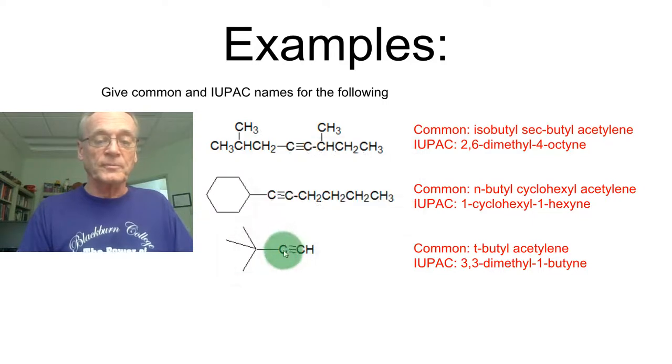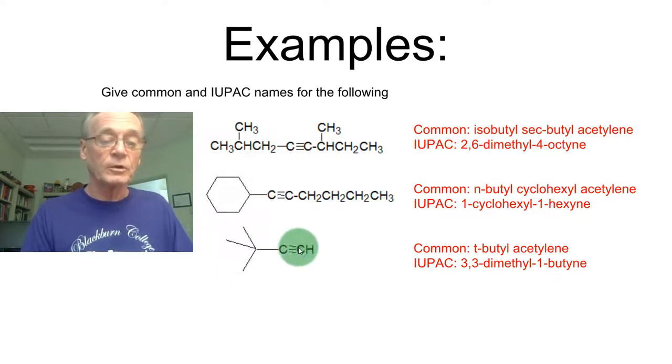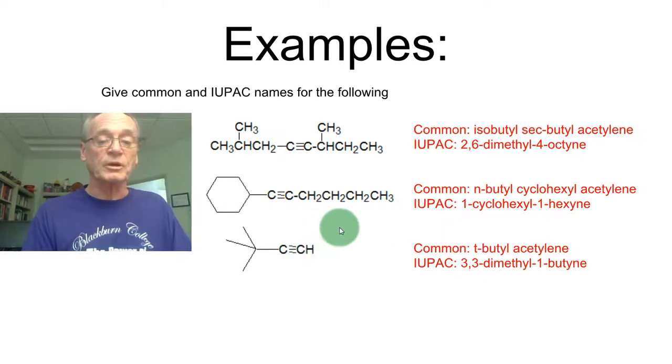And then this molecule, its longest chain is a 4-carbon chain. The triple bond starts right here, so this is carbon number 1, 2, 3, and we have 2 more methyl groups at carbon number 3, so it's 3,3-dimethyl-1-butyne. The triple bond starts at carbon number 1.